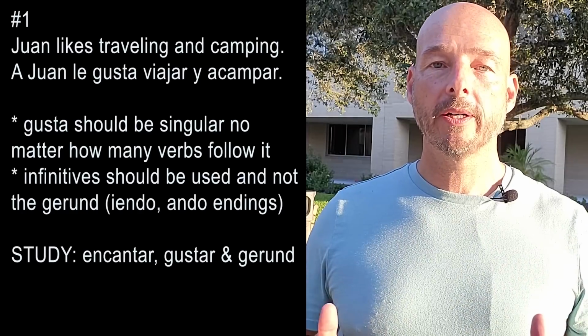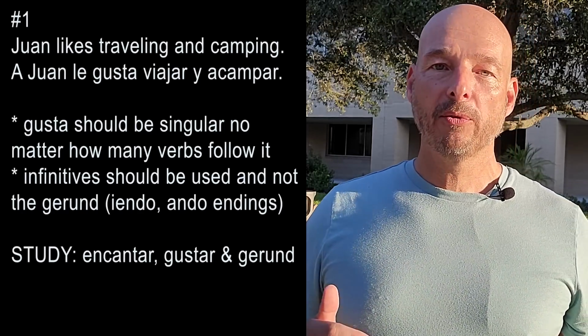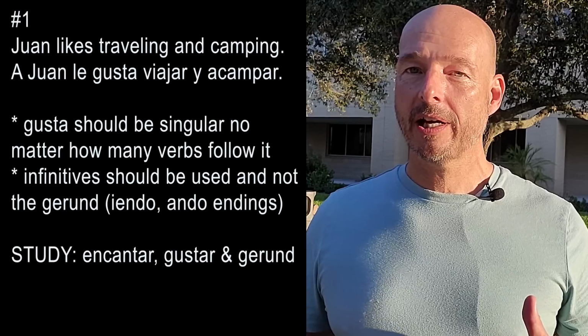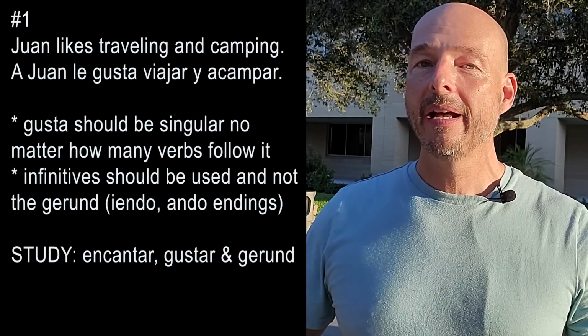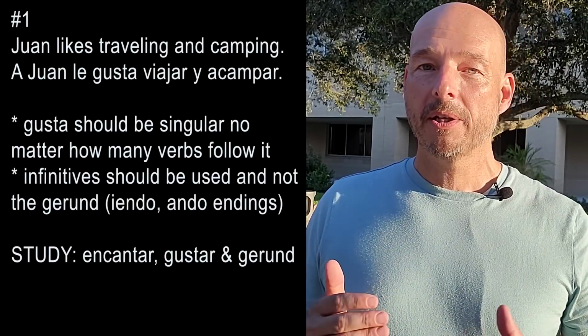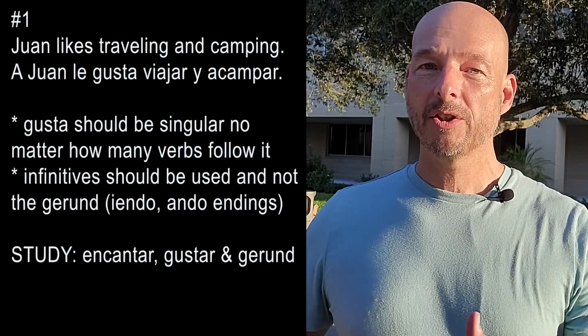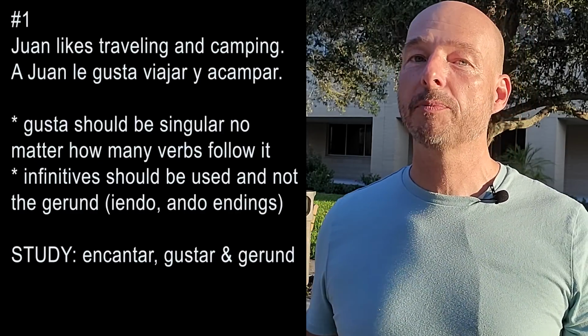So let's look at number 1. A Juan le gusta viajar y acampar. What I'm looking for here is that you understand how this type of verb works in Spanish. Because in English, if I say I like something, I'm the subject, that's my verb, and whatever I like is the object. But in Spanish, it doesn't work that way. In Spanish, the thing you like is actually the subject. You're saying that thing is pleasing to you.